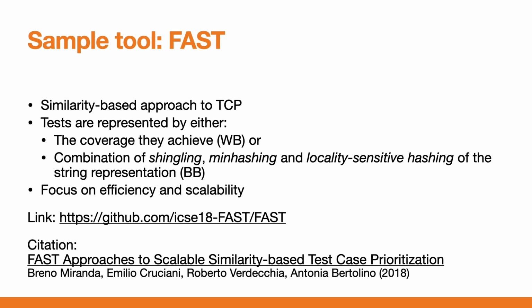And the focus of this tool is efficiency and scalability, so it actually runs quite fast. The slowest part is actually generating these hashes before the prioritization, and then the prioritization itself is very efficient and scales very well to very large test suites. And again, I have the link here to the original replication package of this tool and the paper where it comes from.